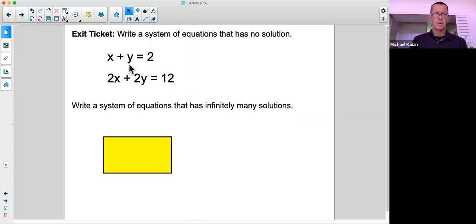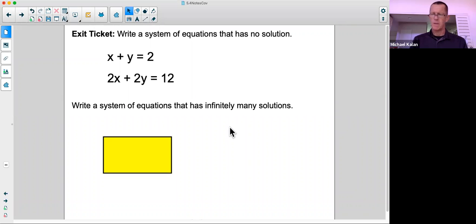Notice the slope would be, if I subtracted x, right, it'd be -1. Here I would subtract 2x and divide by 2. It would also be -1. The y-intercept here would be 2. The y-intercept here, when I divide everything by this 2, is going to be 6. They're different. Different y-intercepts, same slope, parallel lines, don't cross, no solution.